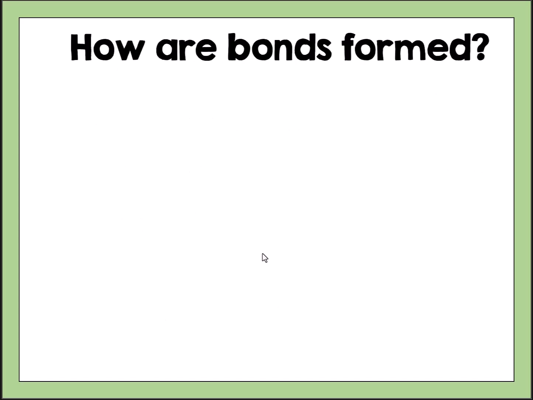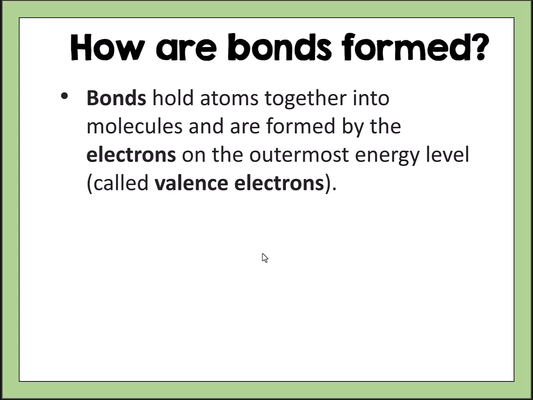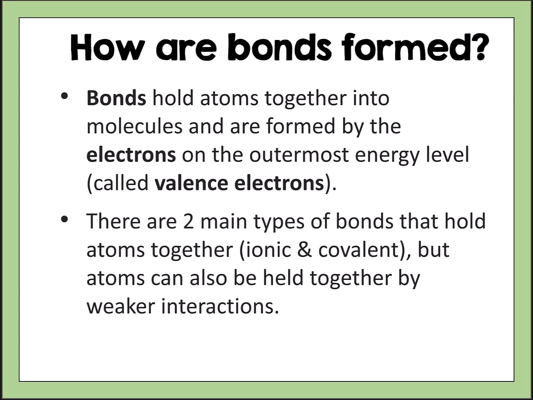So how are bonds formed? Well, bonds hold atoms together into molecules. So these elements aren't just mixed together, they are actually bonded structurally. And bonds are formed by the electrons on the outermost energy level of each of the atoms, and those are called valence electrons. There are 2 main types of bonds that hold atoms together, ionic and covalent. But atoms can also be held together by weaker interactions.